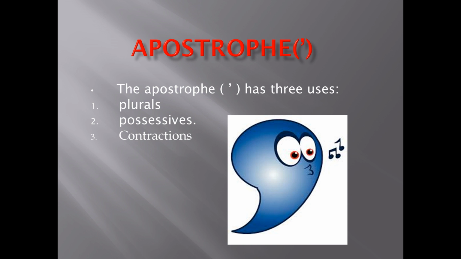In our virtual class today we will talk about the use of the apostrophe. This is the apostrophe, as you can see. The apostrophe has three uses. We use it in plurals, possessives, and contractions. In our lesson today we will talk about the uses of the apostrophe in possessives.